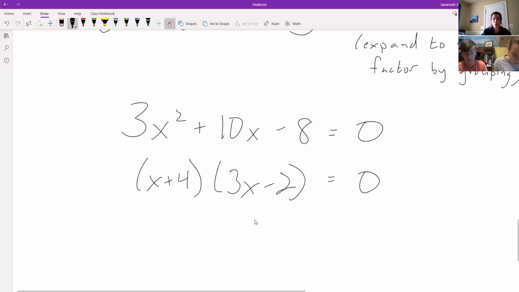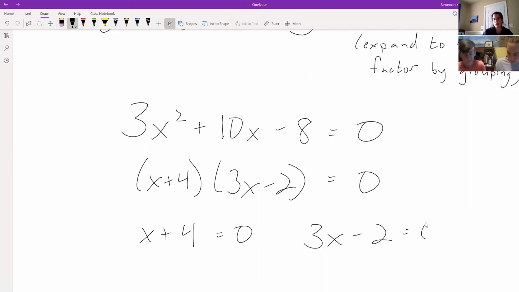So what we do at this point is we just pull this thing apart. We set x plus 4 equal to 0. We set 3x minus 2 equal to 0. And you don't even have to use the word "or." That's what I was writing initially because it ties back into the way they write out the zero product or the zero factor property. You can just write the two things set equal to 0, move everything around.